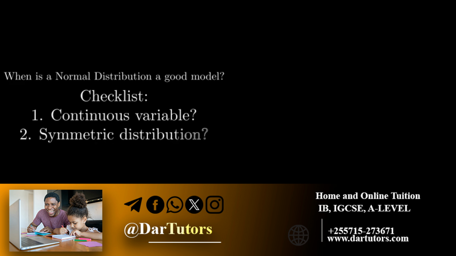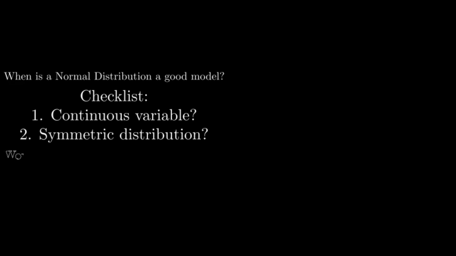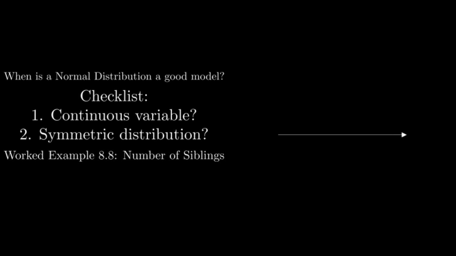Let's create a small checklist. Is the variable continuous, and is the distribution symmetric? If the answer to both is yes, a normal model is likely a good fit. Let's look at a counterexample to see when it's not a good fit. Consider this worked example, where a sample of 20 students were asked how many siblings they have. The results are shown here in a box plot. The question asks for 2 reasons why a normal distribution would be a poor model for this data.